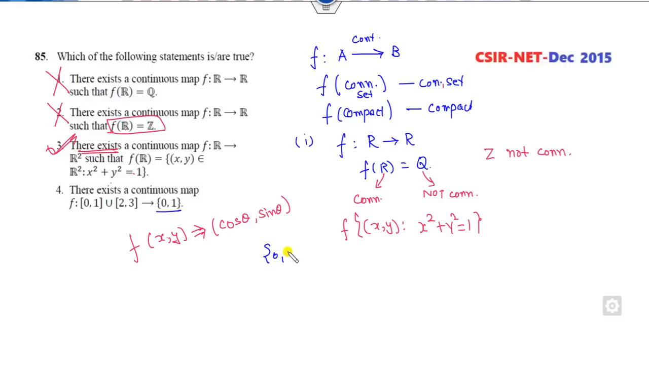The closed interval [0, 1]. Sorry, that is a set consisting of 0 and 1 only. So this is my disconnected set. Fine. If I prove that this is disconnected, then it is a disconnected set mapped to a disconnected set. Clearly, this is disconnected because 0, 1 is here, 2, 3 there is a disconnected set. So a disconnected set mapping to a disconnected set by a continuous map is the right answer of this problem. So the third and the fourth are my correct options.